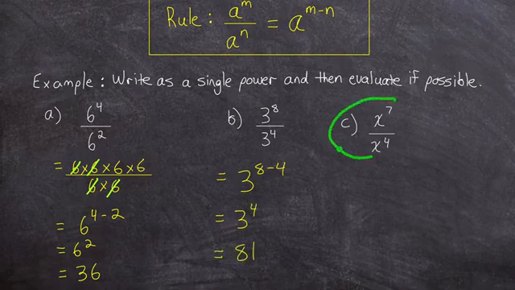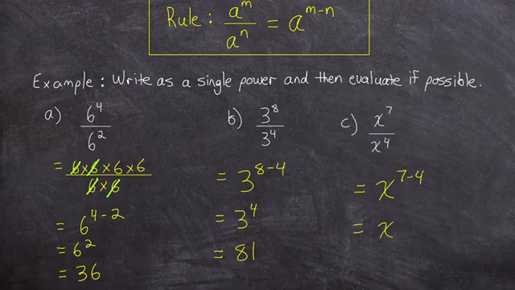And then in part C, since the base of both powers is the variable x, I can use this quotient rule of powers, but I won't be able to evaluate it. When using the quotient rule, I keep the base of the power the same, it stays as x, but then I subtract the exponents, always doing the top one minus the bottom one, giving me 7 minus 4, which means my simplified single power is x to the power of 3.